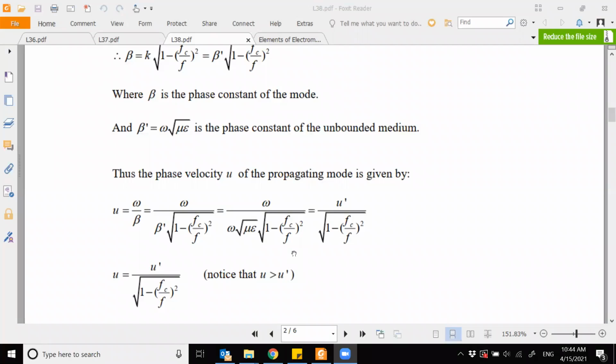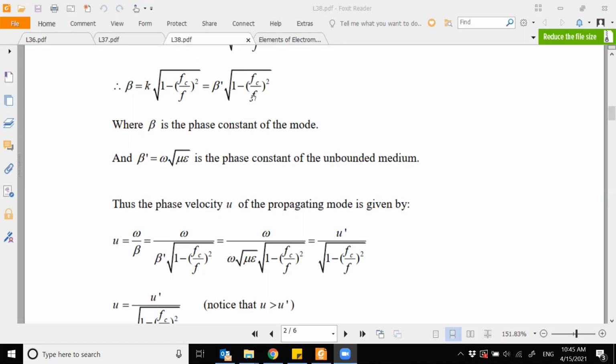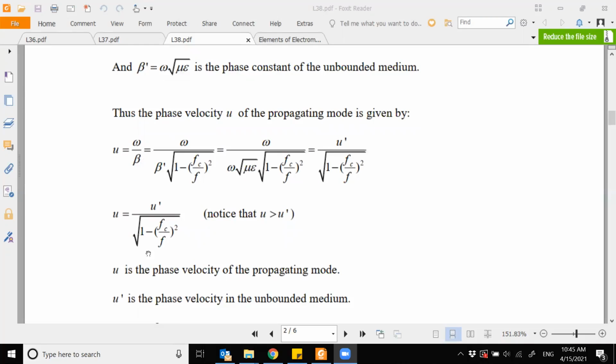Which is nothing but u dash. And what is u dash? We have already said u dash is the phase velocity of the unbounded medium. So whatever dielectric medium is filled in the rectangular waveguide, if you just remove the 4 walls, that becomes the unbounded medium. So this is 1 over root of mu epsilon. Now we are trying to get our phase velocity also in terms of the cutoff frequency and the operating frequency, just as we got beta. So this is u equals u dash over root of 1 minus (fc over f) square.